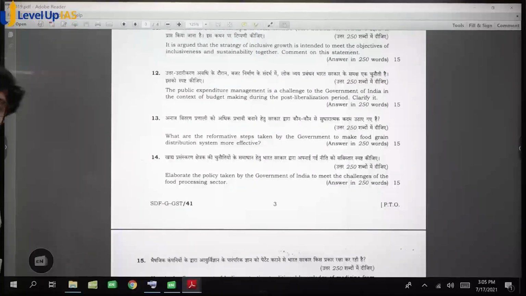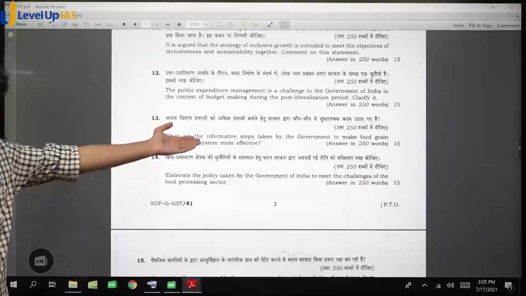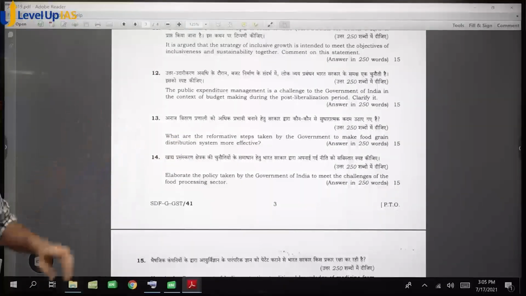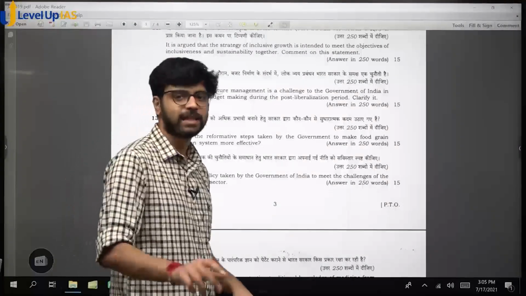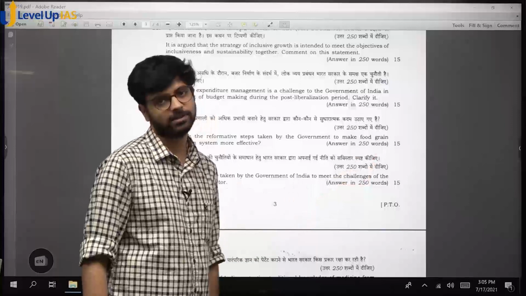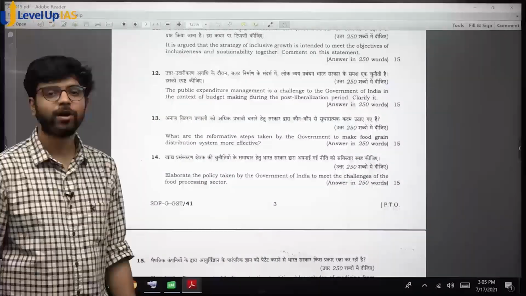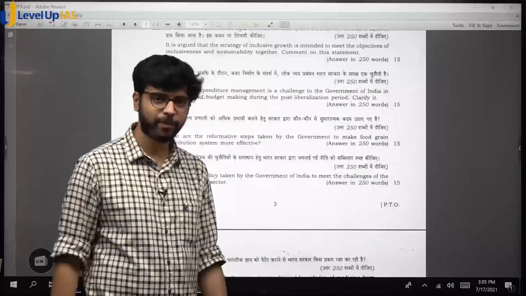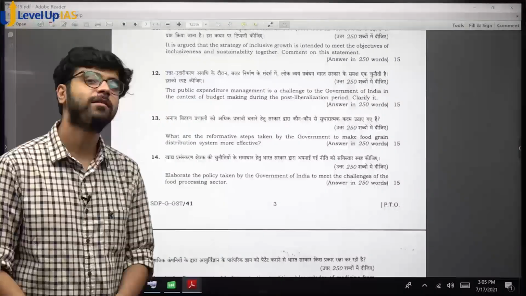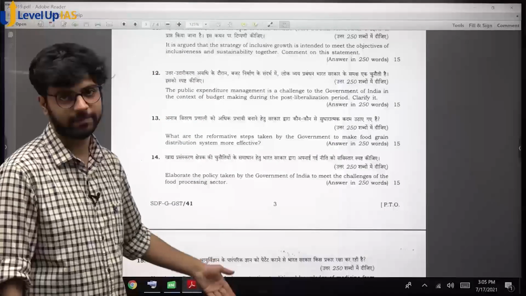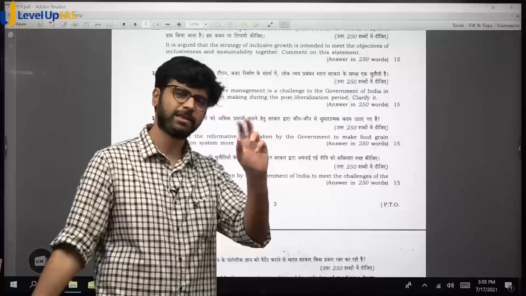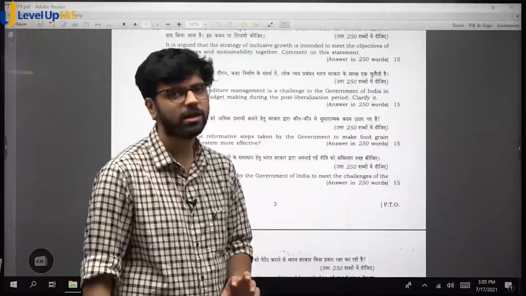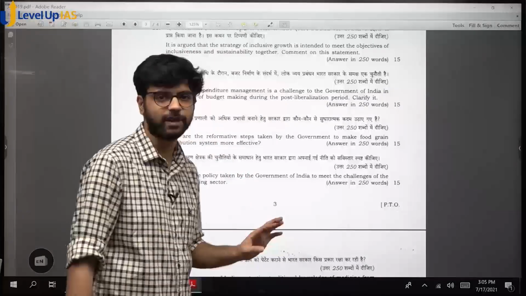Do you know we have syllabus point PDS, objective, functioning, revamping, reformative steps. Straight again. What makes this question interesting, approachable, as well as slightly difficult is 15 marks, not 10 marks. So you have to write a lot, many points about PDS, but please bear in mind many points about reformative steps. So you have to explain limitations first and then how these reforms, but limitations constitute only 20% of your answer. 80% has to be reformative steps.